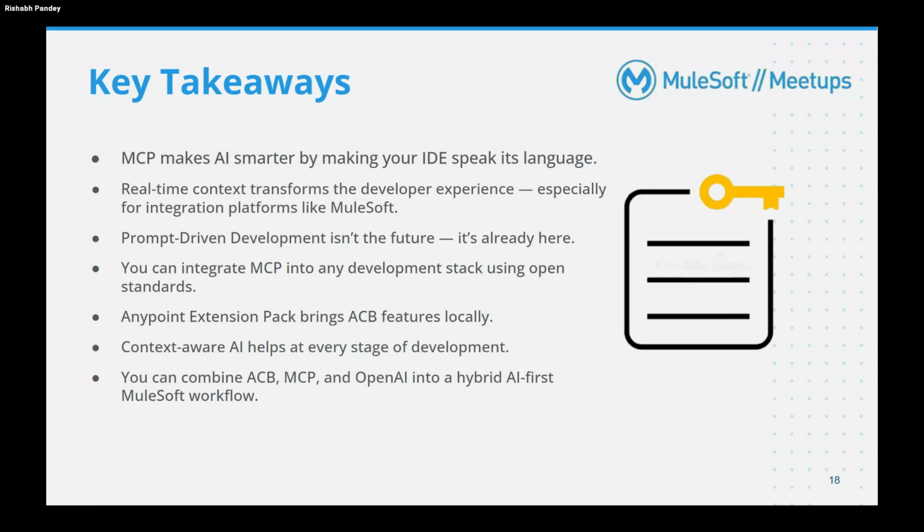Also, you can build your own MCP server using Node.js to power AI assistance in your own internal IDE tool. The next one is that the Anypoint Extension Pack brings ACB features locally. So you can get your Code Builder functionalities like project scaffolding and deployment right inside your Cursor or VS Code, as we saw in the UI. For example, you can use the command to create a Mule project and deploy to CloudHub using the built-in Anypoint CLI integration.